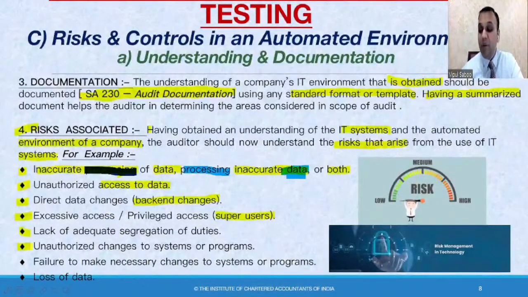So there could be proper people who have been given the authority that they can make changes to those systems or programs, right? Failure to make necessary changes to systems or programs. There was a bug in this program, this new application, this new version, this new update of the software. There was a bug, and we could not make necessary changes in time on the systems to rectify that bug, that error. This is also a risk.